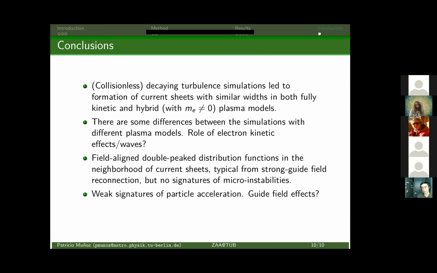Distribution functions, we found mostly field-aligned double peak distributions, which are typical of strong guide field reconnection, but no signature of micro instability. This system behaves very much fluid-like, as well as very weak signatures of particle acceleration, which possibly has to do with the strong guide field regime of this particular simulation.